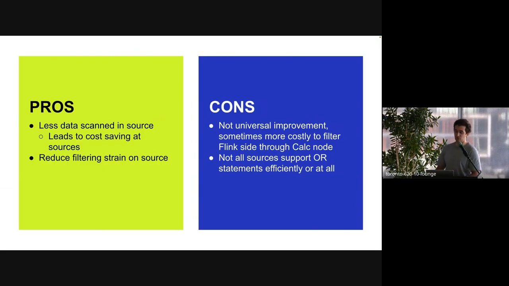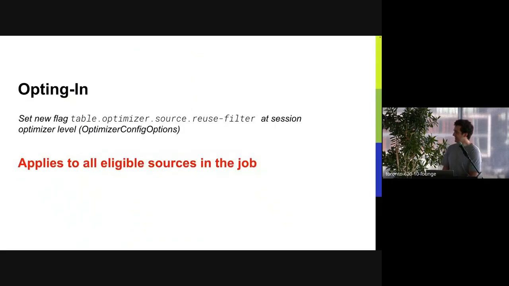And then the other one, which is important to note, is that not all sources equally support ORing your statements, or they don't support ORing efficiently or even at all. It's not completely guaranteed by the contract with the filter pushdown. So that's why we don't just say this should be the new norm. That's why we now have the opting in. So we have to figure out how to opt into this new optimization, which is a little more complicated than we originally hoped or thought.